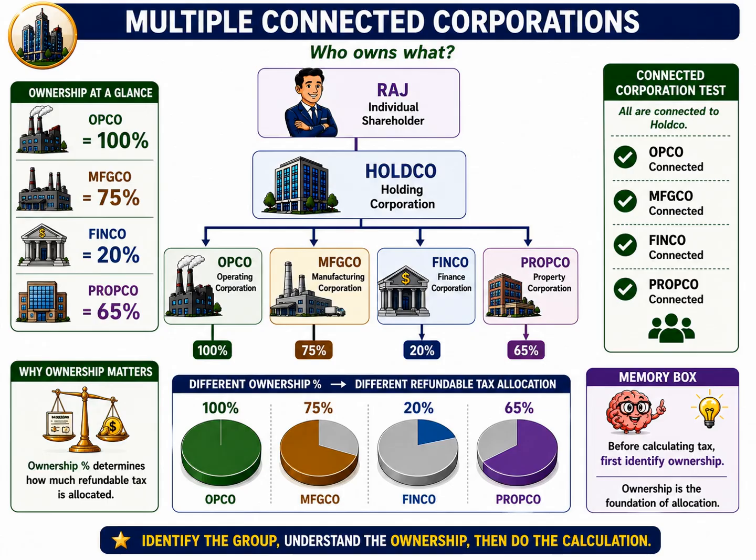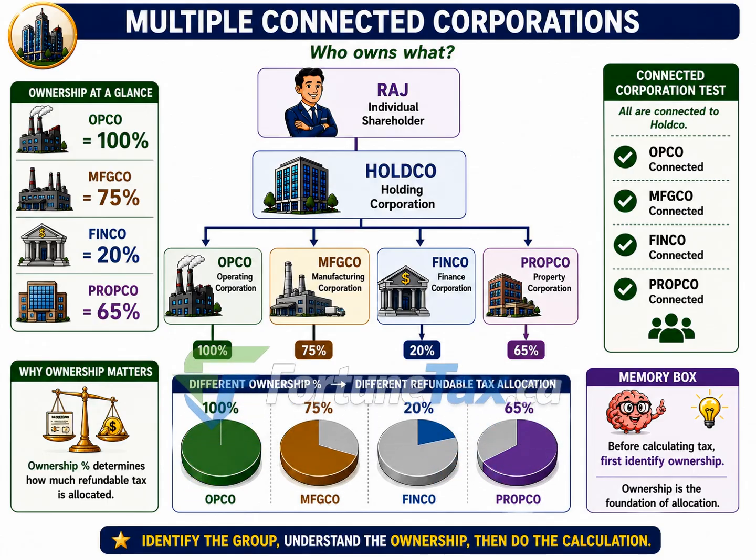On the right side of the slide, you'll see the connected corporation checklist. For purposes of this example, all of these corporations are treated as connected corporations. That means the special rules involving dividend refunds, Part 4 tax, and RDTOH allocations may apply when dividends move between these entities. Now look at the ownership percentages shown throughout the structure. OpCo is 100% owned. MefGeco is 75% owned. PropCo is 65% owned, and Finco is 20% owned.